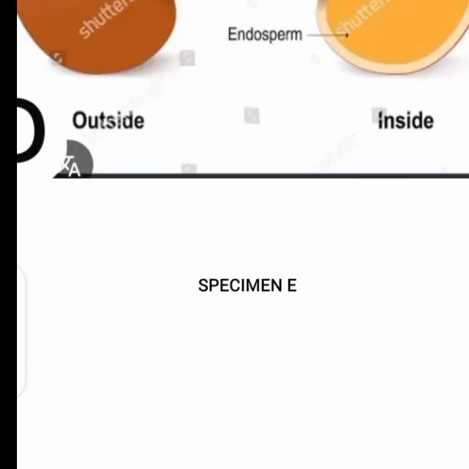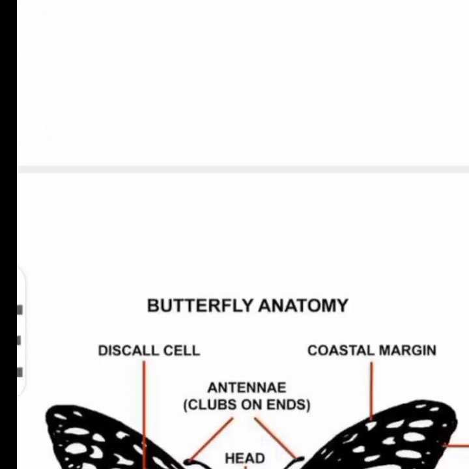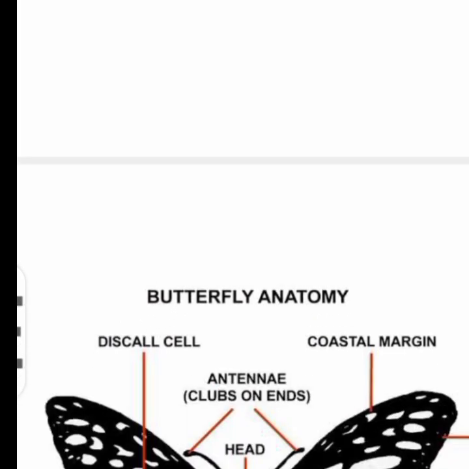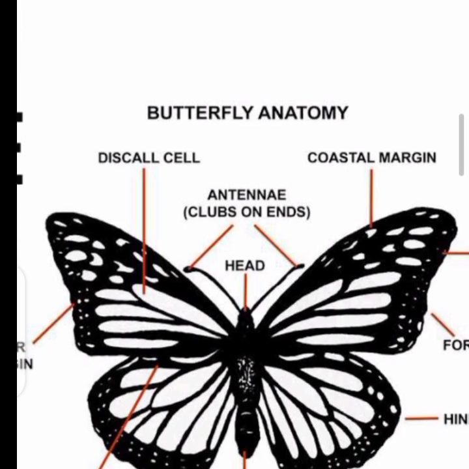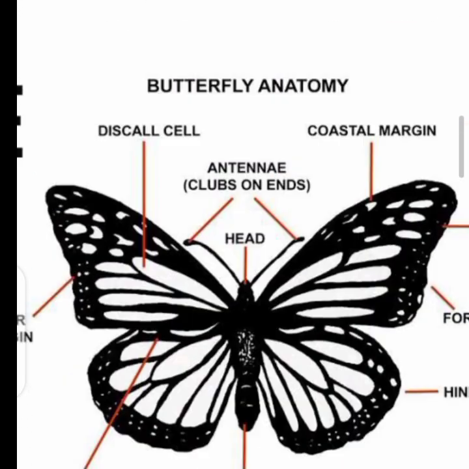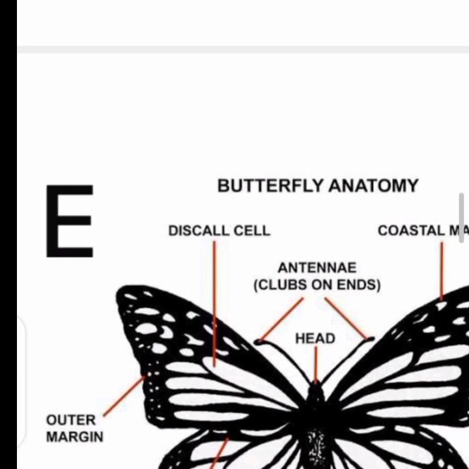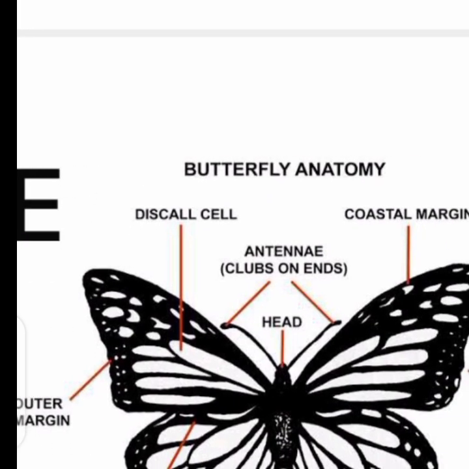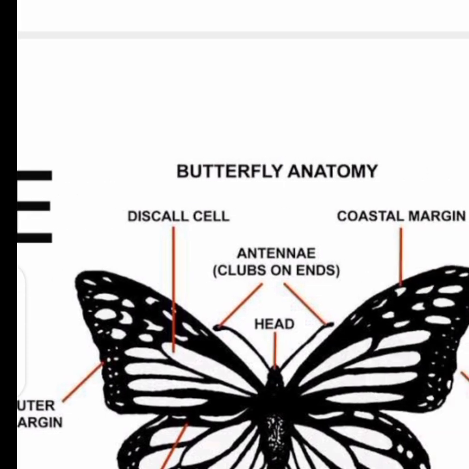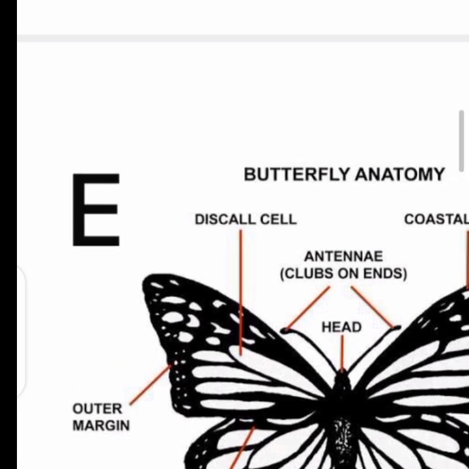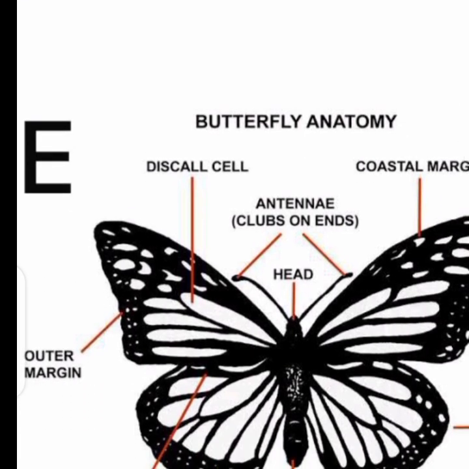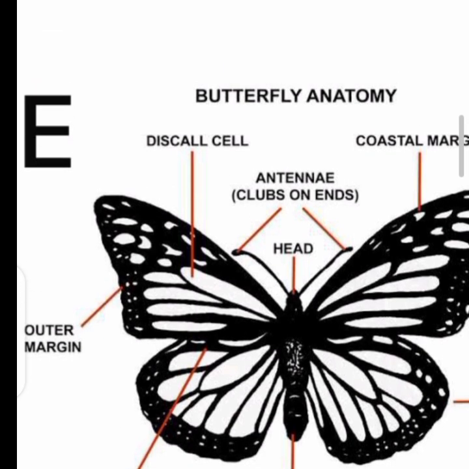So let's move to specimen E, which is the butterfly. They are beautiful insects with significant biological and economic importance. Yes, because they are one of the agents of pollination. So let's look at the life cycle. The life cycle of a butterfly starts with the egg. They grow into larva. The larva of a butterfly is what they call a caterpillar. There we have the pupa, which you call the chrysalis, and they grow into adults from there.